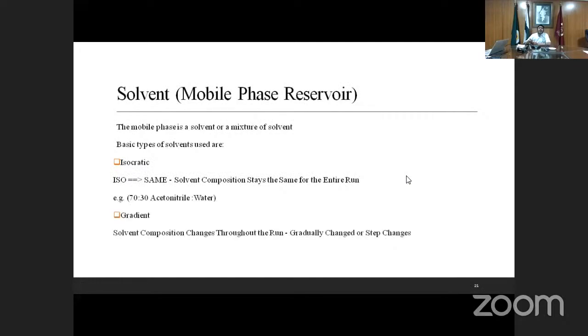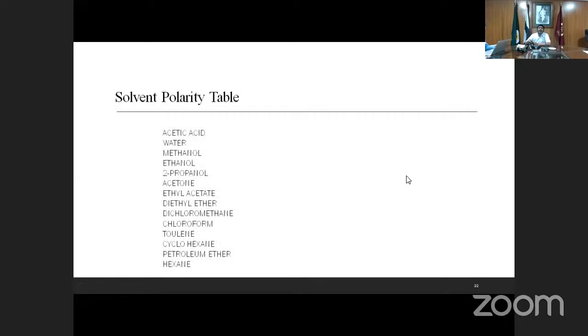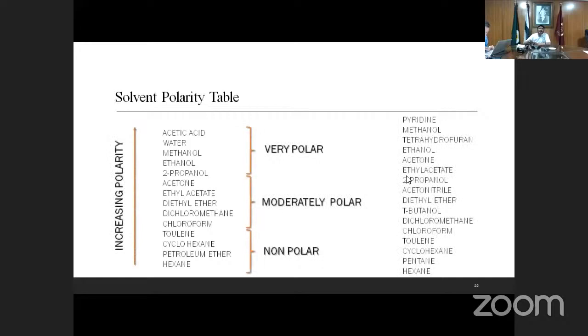Okay, solvent, which we already mentioned. Solvent, mobile phase, reservoir, isocratic mode, gradient mode, which you already know about, and Paul is also showing you about the gradient and isocratic mode. Solvent polarity is very important in choosing the solvent during the analysis. If you see, there is increasing polarity from downward to upward. Hexane is less polar, whereas water is more polar, acetic acid is more polar.